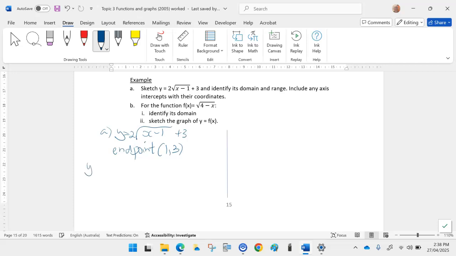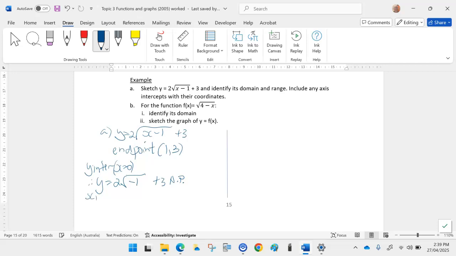Okay, what about any y-intercept? Will it cross the y-axis? What do we know at the y-intercept? x is equal to 0. So therefore, it would become y is equal to 2 times the square root of 0 minus 1, plus 3. Agree with that? x is 0, so it would become 2 times the square root of negative 1, plus 3. Do I need to go any further? That's not possible. You can't find the square root of negative 1. So what does that mean? It means that there are no y-intercepts. It doesn't cross the y-axis.